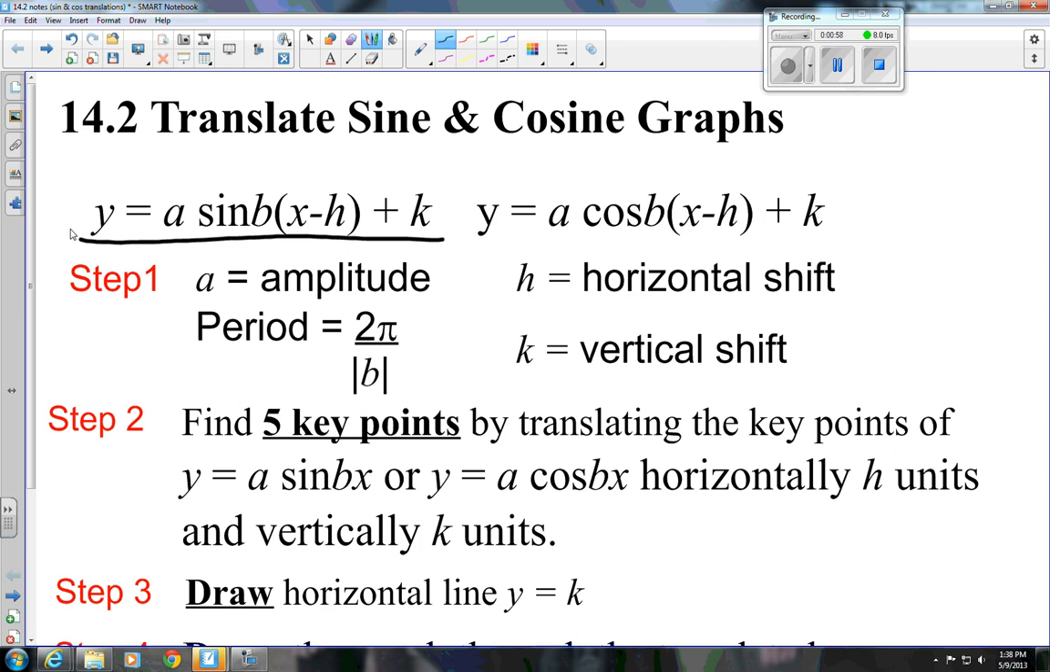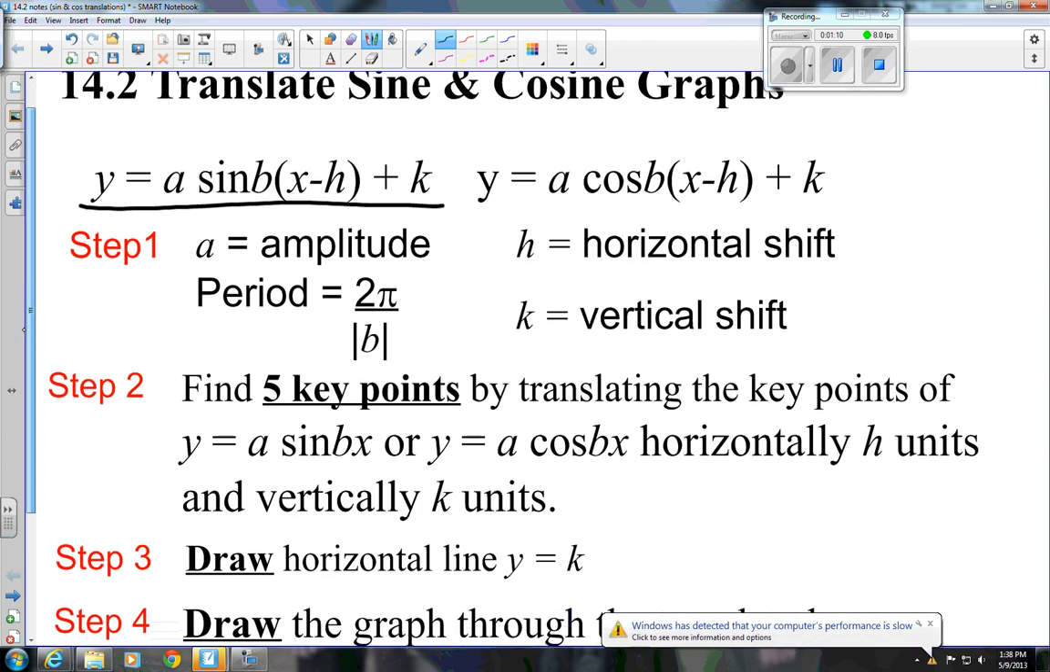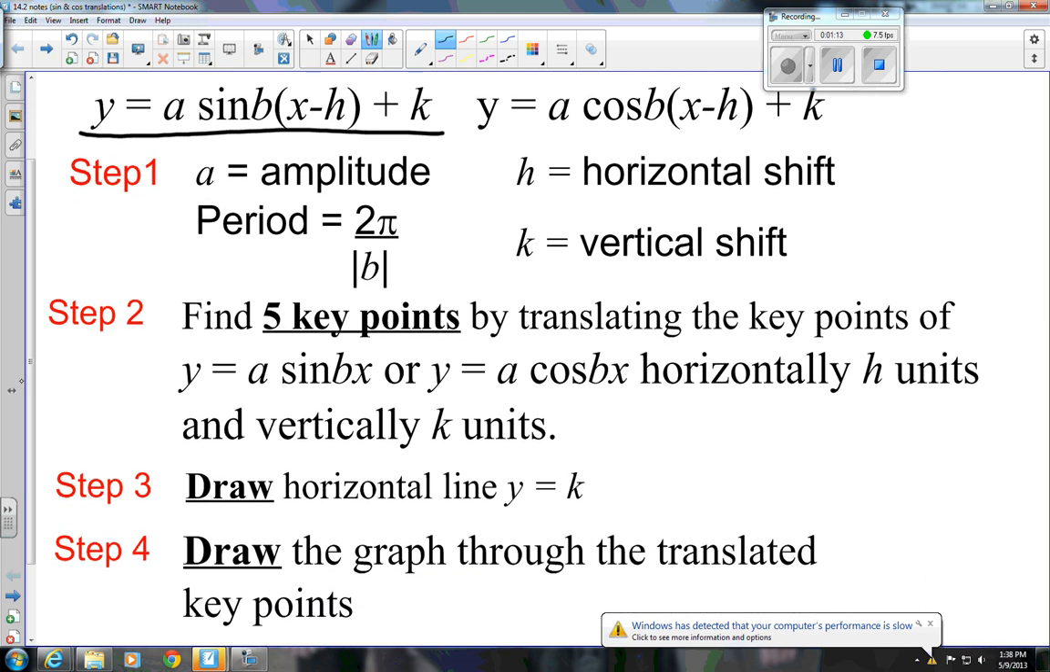A similar equation for cosine. I have it in steps. I put them in a little different order than what you have in your book because it made more sense to me that way. So here are the steps that I want you to follow. If you do it step by step and you do all the steps, this isn't going to be hard. It just takes some time.